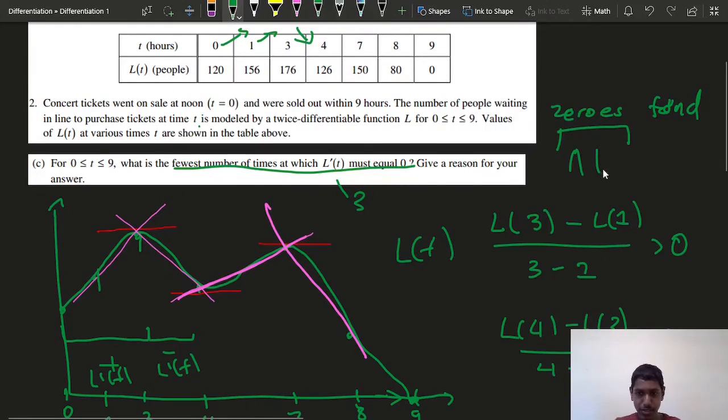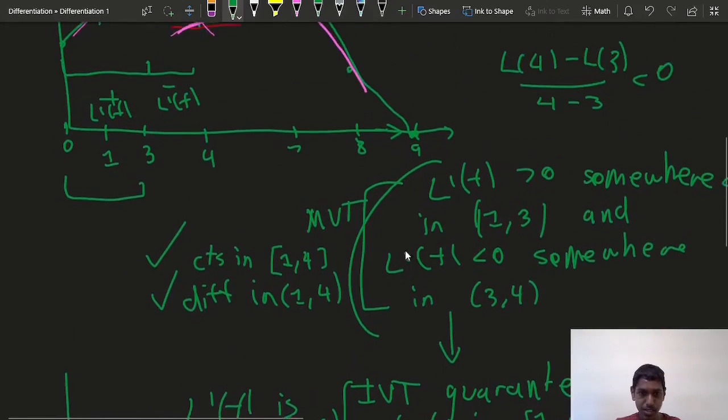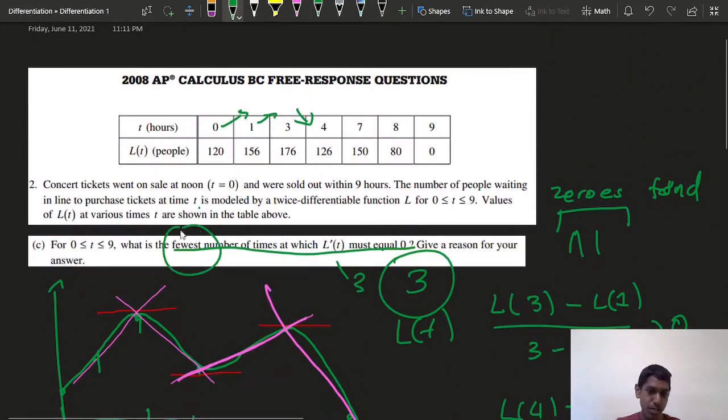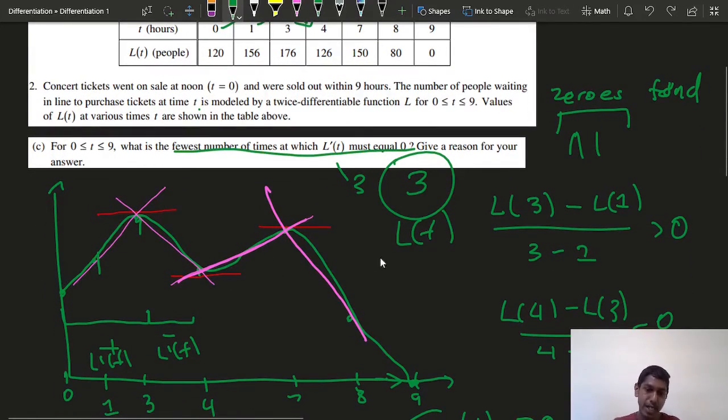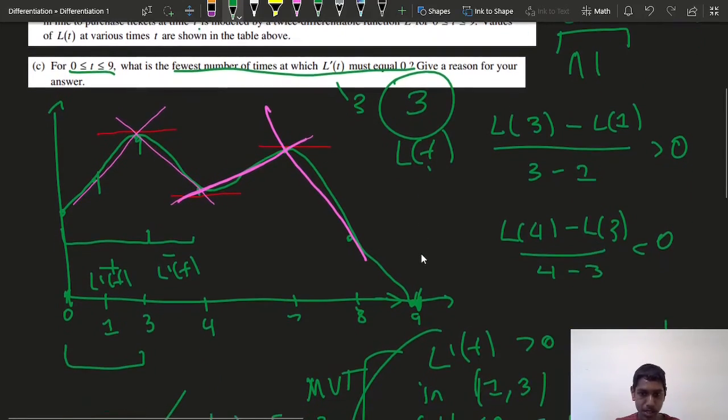So yeah, after you've written your explanations and all that, you should get 3 zeros for the fewest number of times. Now, obviously, it could be equal to 0 more than that. L prime of t could be 0 like 5 times for all we know. But we know that it has to be 0 at least 3 times. So yeah, that is what they're asking for, of course, in this interval 0 to 9. So yeah, that's it for this problem.